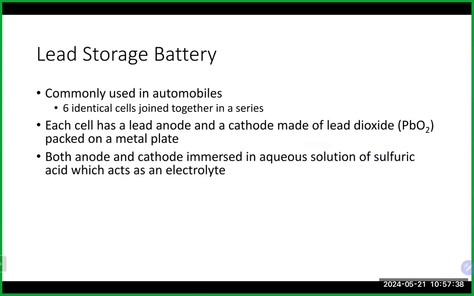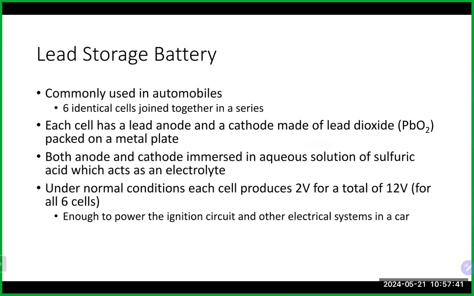Speaking of car batteries, that's a lead storage battery, usually about 6 identical cells hooked together in your car battery. Each one gives about 2 volts for a 12-volt battery, which is what you normally have. That's good enough to start your ignition and your electrical systems in your car, unless, of course, you're late and your car doesn't want to start. It also has what we like to call battery acid, so it's got some type of aqueous sulfuric acid solution inside of it as well.